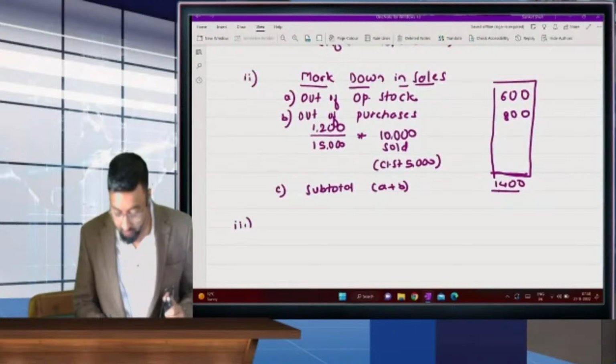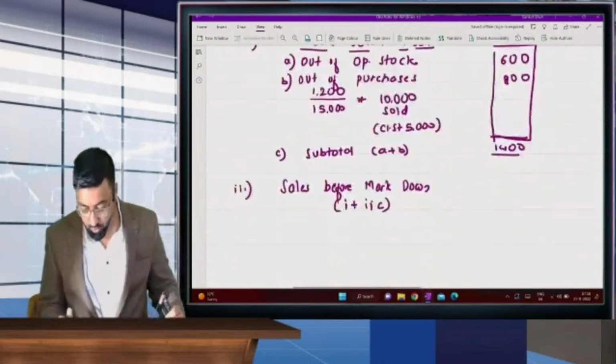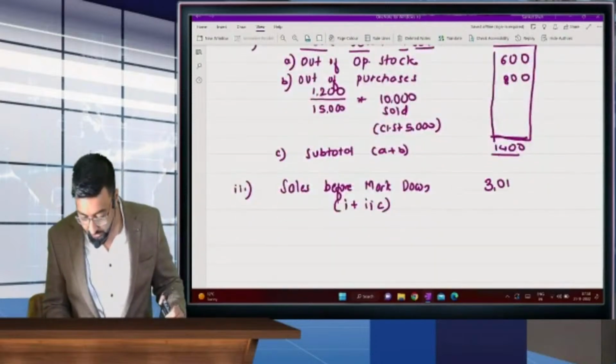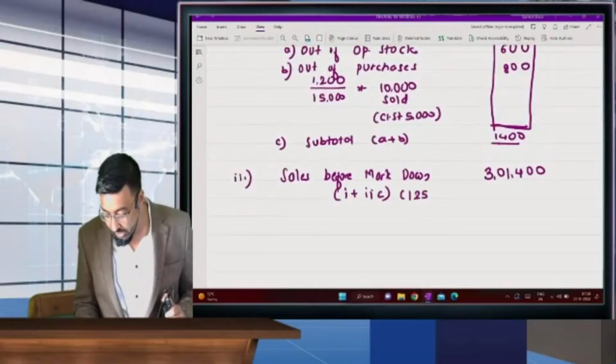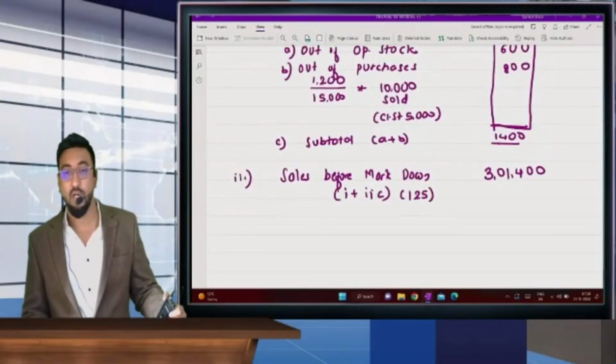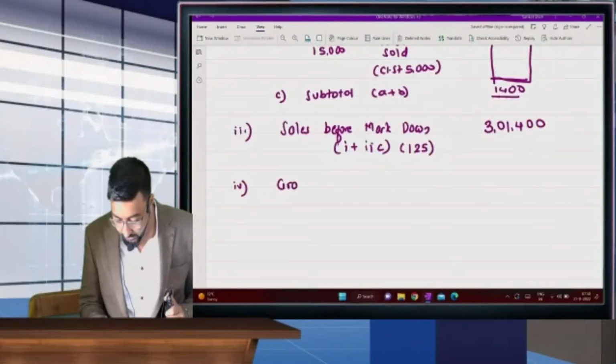Okay. Roman 3. Sales before markdown. Sales before markdown. 1 plus 2C, 3,01,400. This is for 125. It belongs to 125. So what is gross profit before markdown?